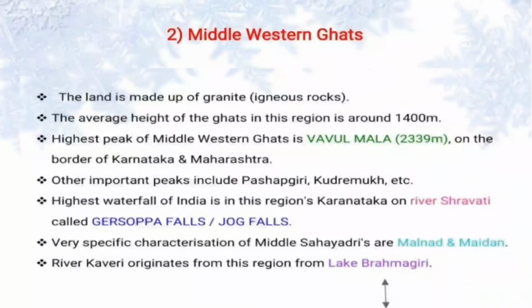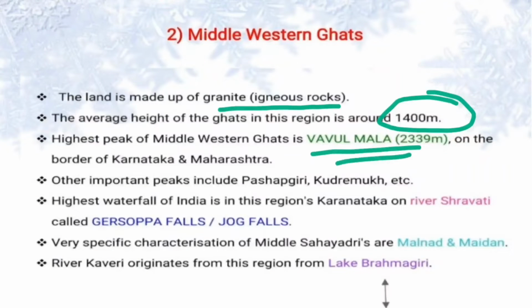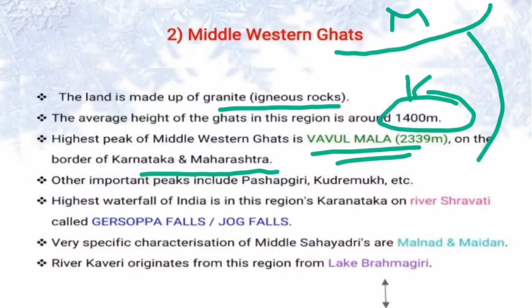The Middle Western Ghats are made up of granite, or we can say igneous rocks. The average height of this Ghat region is around 1400 meters. The highest peak of the Middle Western Ghats is Vavul Mala, which lies on the border of Karnataka and Maharashtra. For example, this is the border of Maharashtra and this is the Karnataka region. So you can find Vavul Mala in this very region, which lies on the border of both Maharashtra and Karnataka.